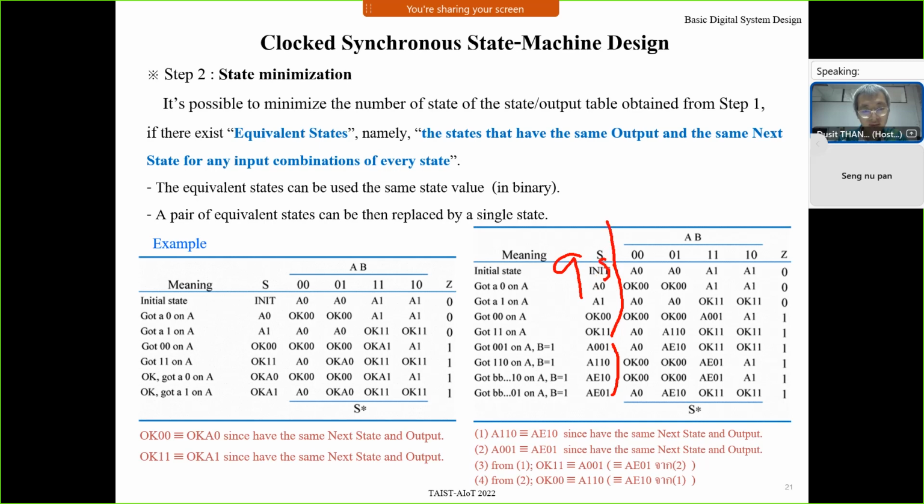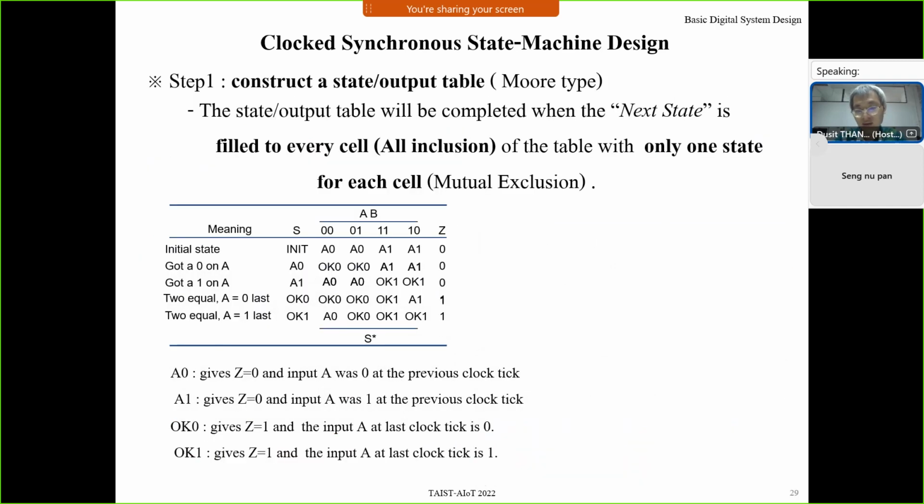For 9 states, how many flip-flops are needed? 2 flip-flops are not enough, right? 3 are not enough, right? Because 3 flip-flops can represent only 8. You must use 4 flip-flops or 4 state variables, okay? That can represent 9 states. But if you can reduce to, for example, 5 states.